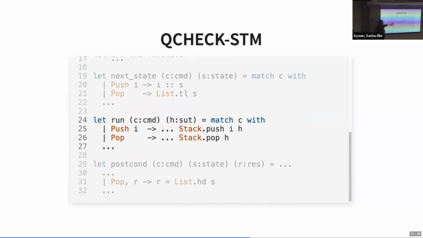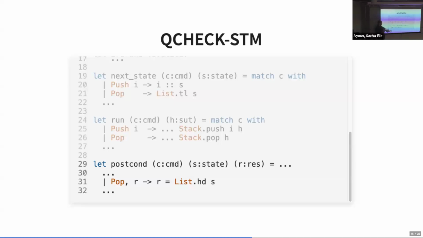You have to define how to actually run a command for your system under test. So if you have a push, well, you do stack push. If you have a pop, you do stack pop. This will obviously not type check as it is here, because this returns unit and this returns an integer. So you actually have to wrap this in a kind of result monad that also keeps track of the types that are supposed to be returned. But I left that away to make it a bit easier to comprehend.